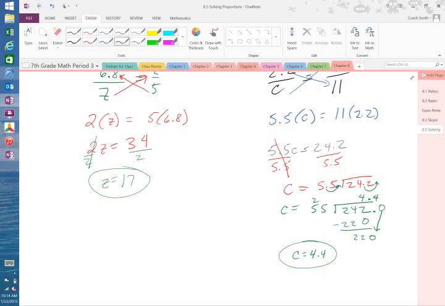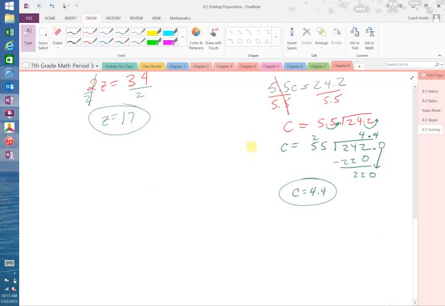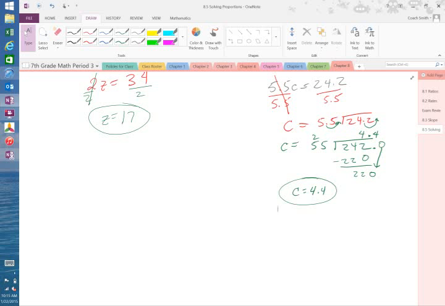Okay? So let's say that would have been 55 times c is equal to 11 times 2.2. Then you would have had 55 times c equal 24.2. And then you divide 55 into 24.2, you just divide it. You don't have to move anything at that point. Okay? I want you to try this one on your own.